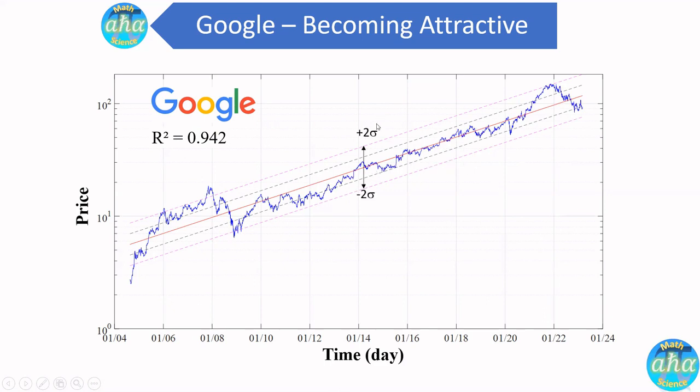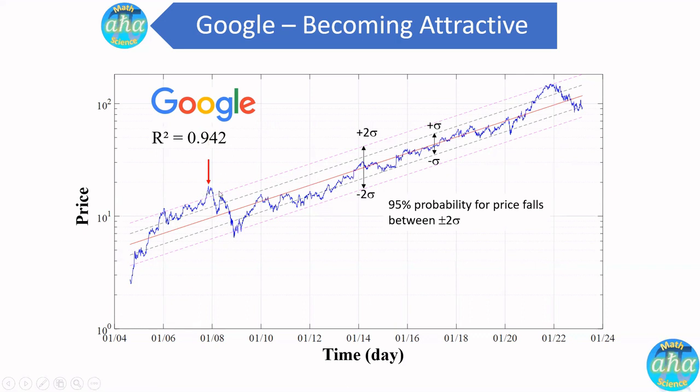Also shown on this plot are two dashed pink lines. These are two standard deviations above and below the red trend line. And then the two dashed black lines are one standard deviation above and below the trend line. According to statistics, there's a 95% probability for the price to fall between plus and minus 2 sigma. And then obviously there's a 5% probability for the price to go outside this band. And indeed, it did happen.